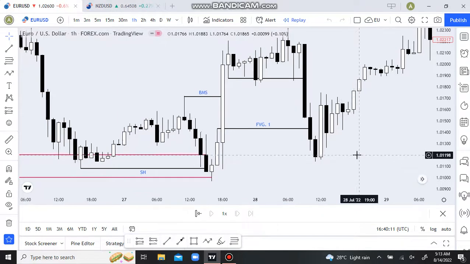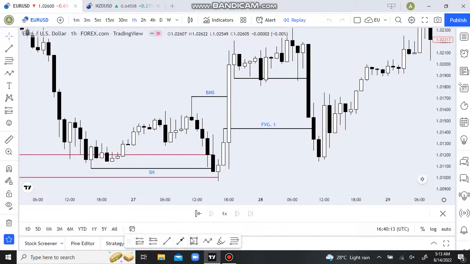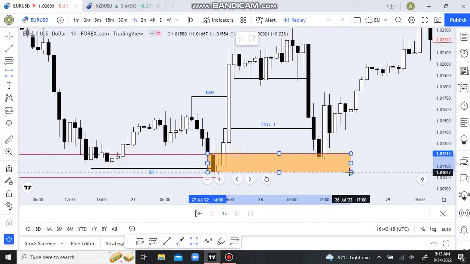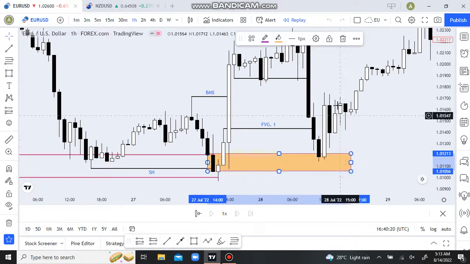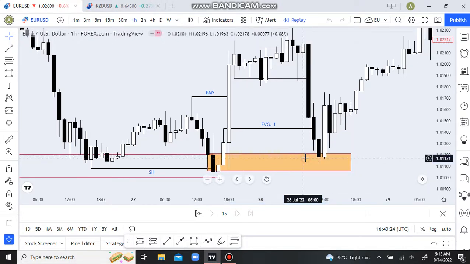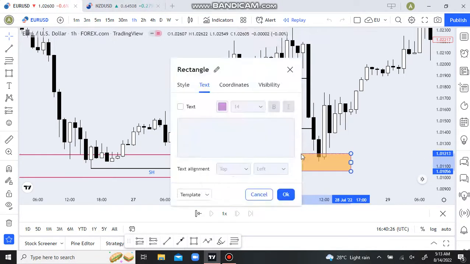Okay, very good. You can as well mark your order block, which is fine. You see, it came and respected it nicely. OB. Let me label this OB 1H.